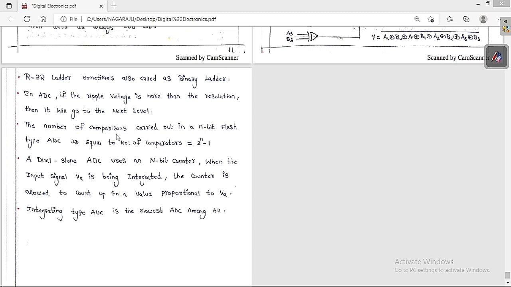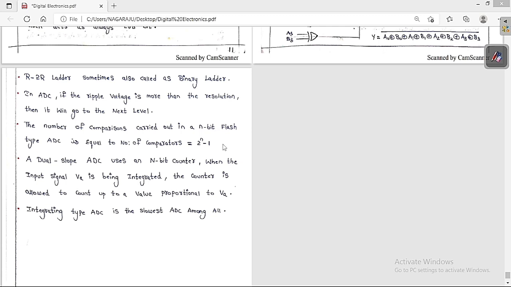The number of comparisons carried out in an n-bit flash type ADC is equal to the number of comparators, which is equal to 2 to the power of n minus 1. So the number of comparisons is equal to the number of comparators, and the number of comparators is nothing but 2 to the power of n minus 1.